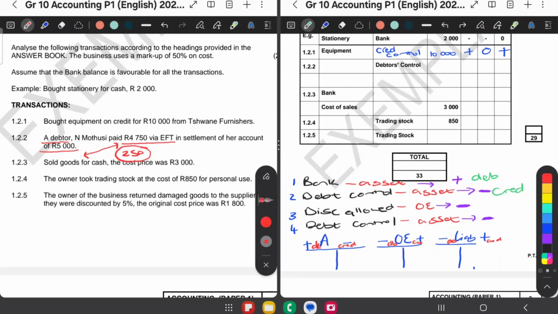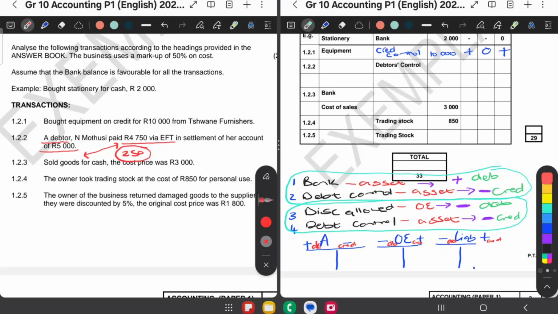So debited. And then asset and a minus. Yes, asset. There's the minus. That's credited. Okay, so this is credited. Then remember these two, they go together. And then these two go together.